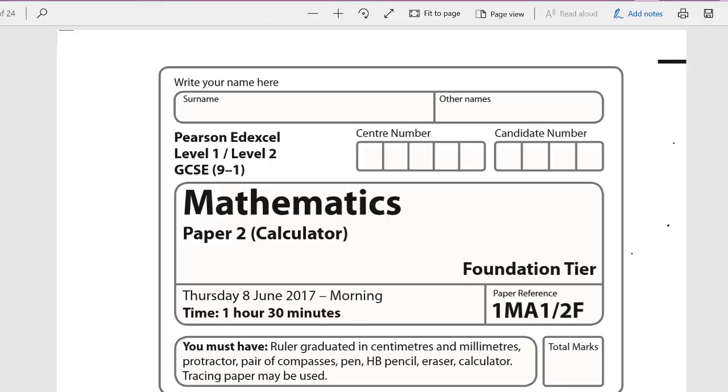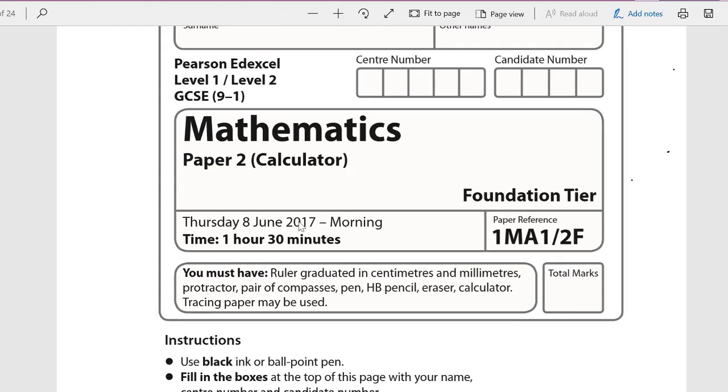This is the first part of the Pearson's Edexcel GCSE Mathematics Paper 2 Calculator Foundation Tier paper for June 2017.